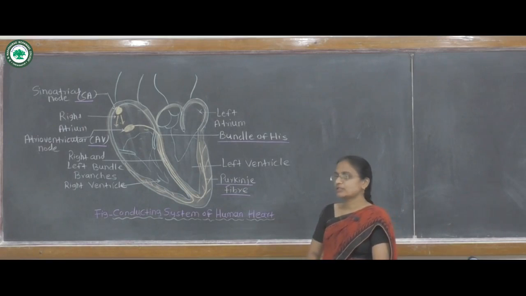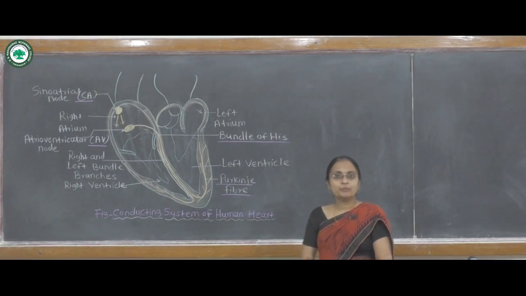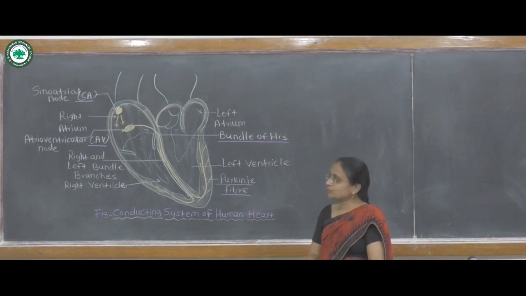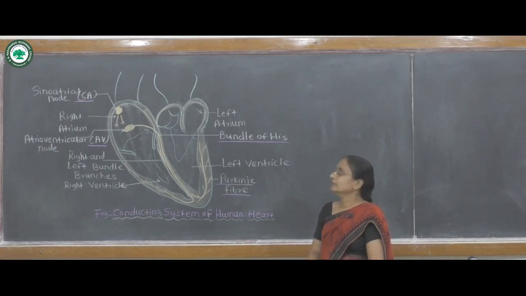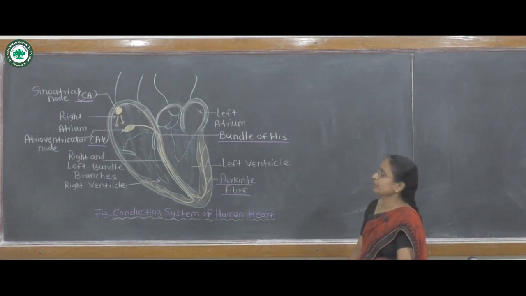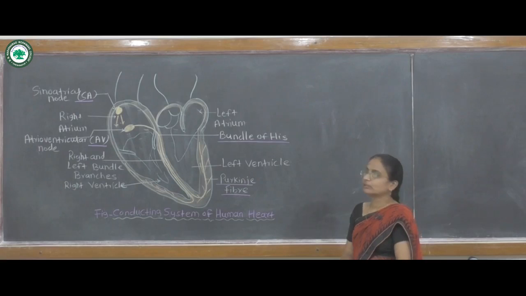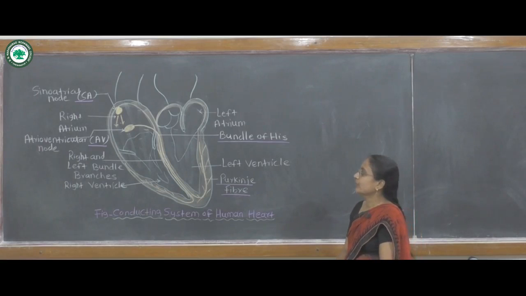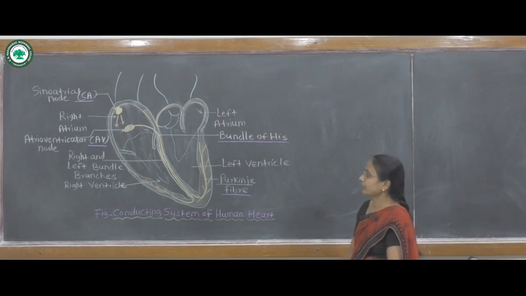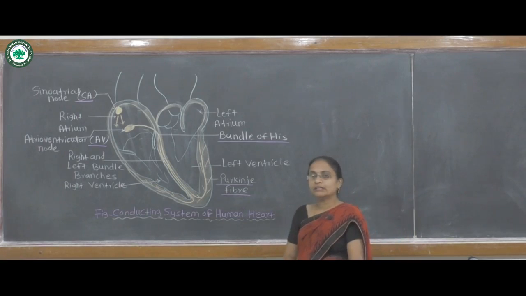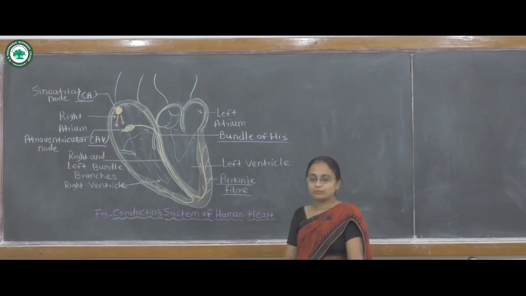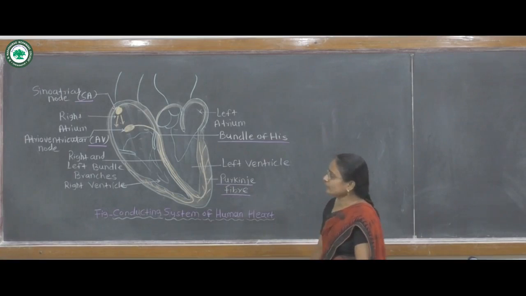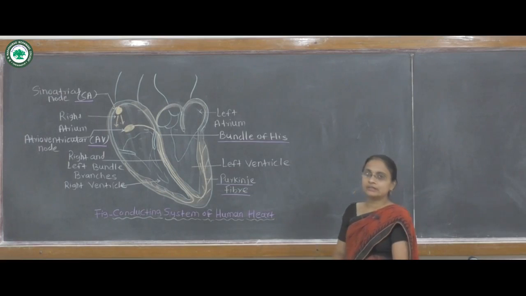Each chamber is separated from the others by a partition. These partitions are present in the form of walls, in the form of the septum. The right atrium is separated from the left atrium through the interatrial septum. The right ventricle is separated from the left ventricle through the interventricular septum, and between the atrium and ventricle, the atrioventricular septum is present. Now, how does the heart show the conducting system?